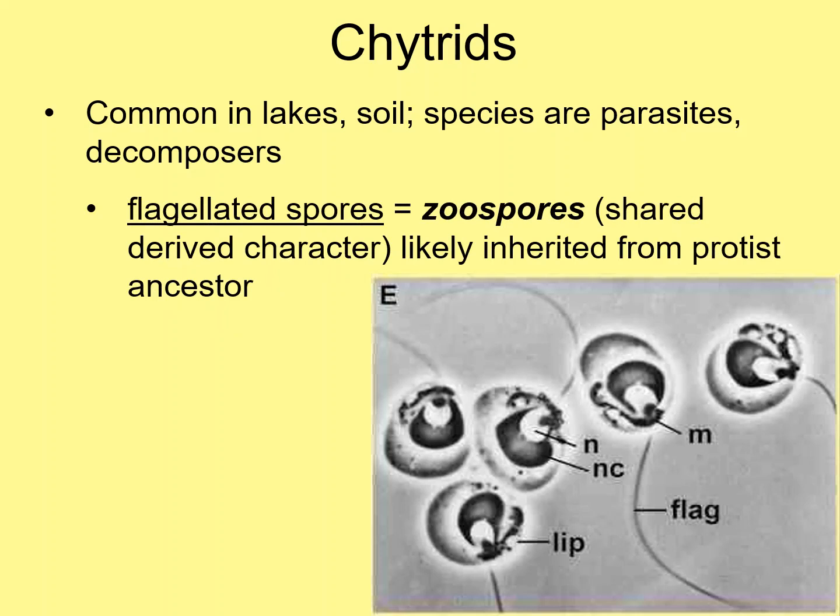We have a nexus of some pretty nasty situations, and it's causing issues for a lot of our amphibian species, which are declining and in danger of extinction at the moment. So again, these are the flagellated spores, but they're also called zoospores. So there's something that's unique about chytrids. That's something they likely inherited from the ancestor and retained, and the rest of our fungi have lost.